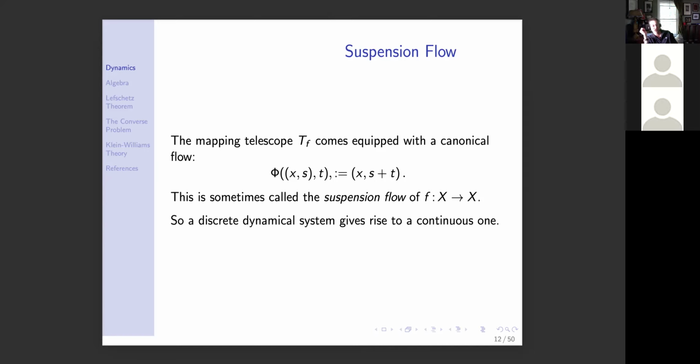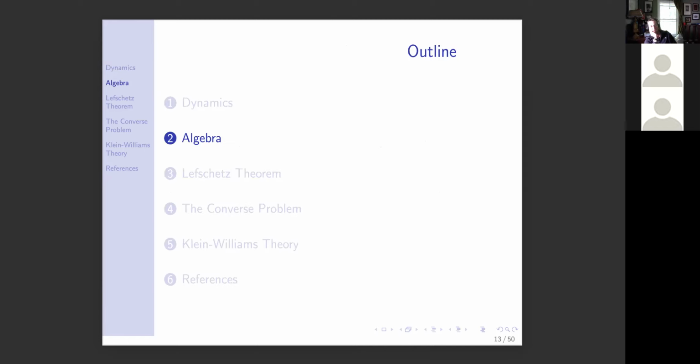A continuous one also gives rise to a discrete one by just considering discrete times, unit times. Okay, so the next thing I want to talk about is some algebra, some very elementary algebra.